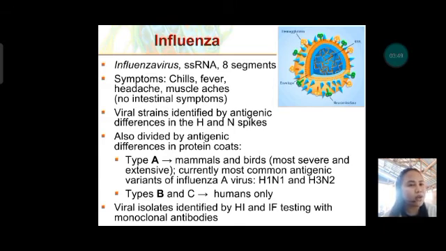So there are two types of influenza virus. Type A is for mammals and birds. Types B and C are only for humans. The viral isolates are identified by HI and IF testing with monoclonal antibodies.